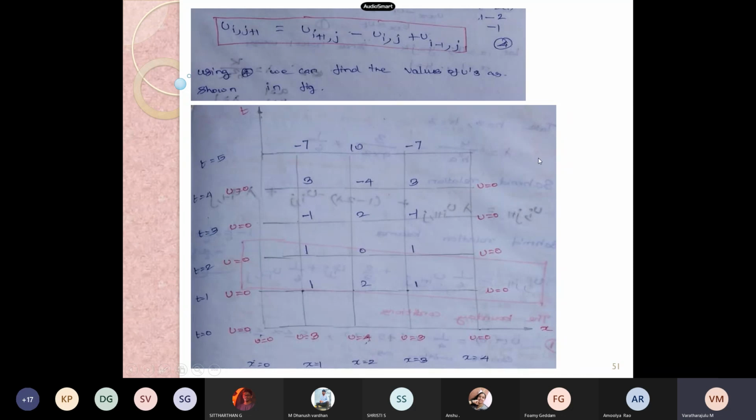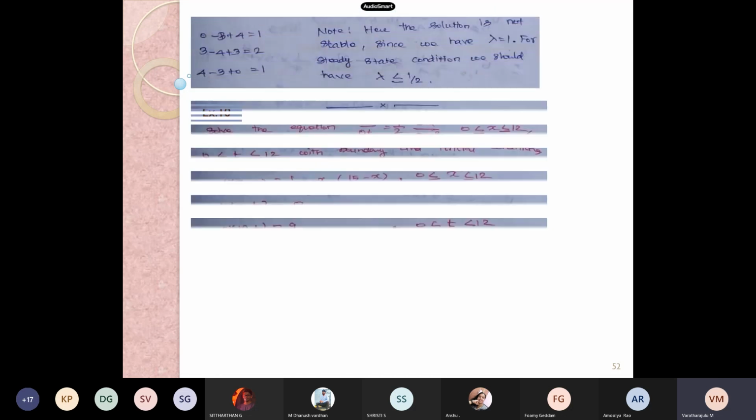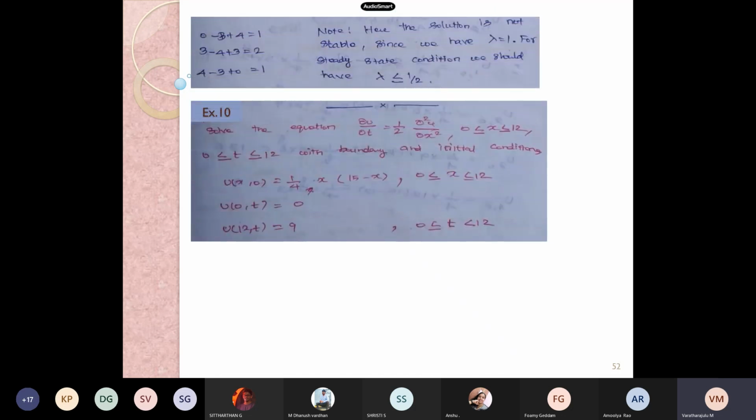It is not iteration exactly. We are continuing till 5 times. Similarly, we need to continue the solution till what time? 12 times. If h and k are equal to 2, then we need to carry out 6 times, right?